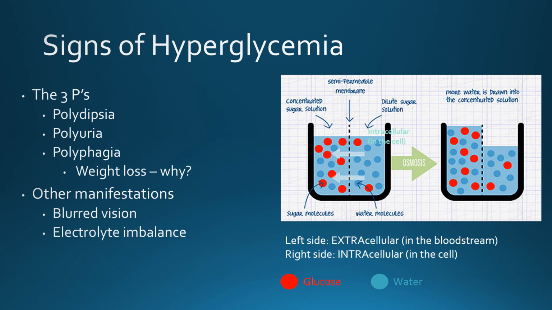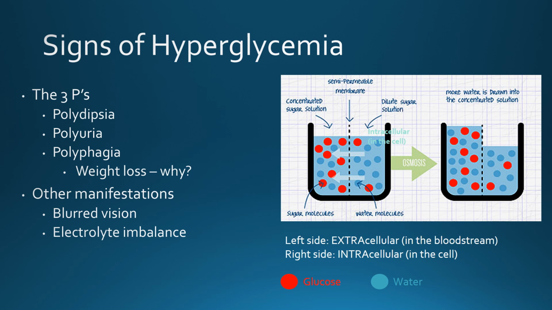All right, so when we're talking about signs of hyperglycemia, or high levels of glucose in the blood, we call the classic signs the 3 Ps, and that is polydipsia, polyuria, and polyphagia. Polydipsia means extreme thirst. Polyuria means an increase in the amount of urination, so urinating a lot of urine. Right? So polydipsia and polyuria kind of go hand in hand.